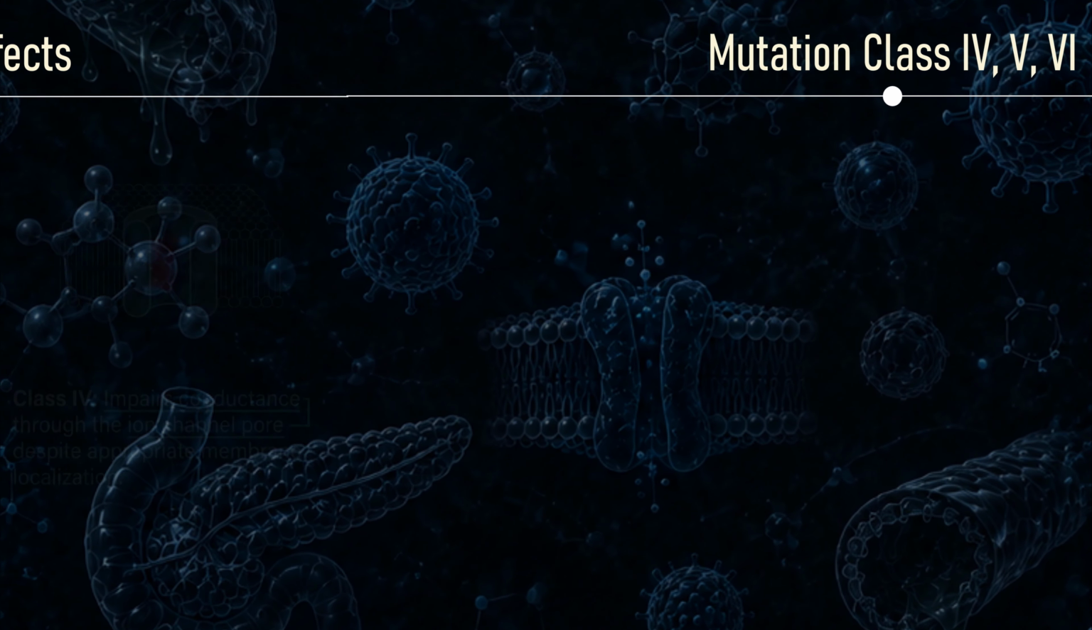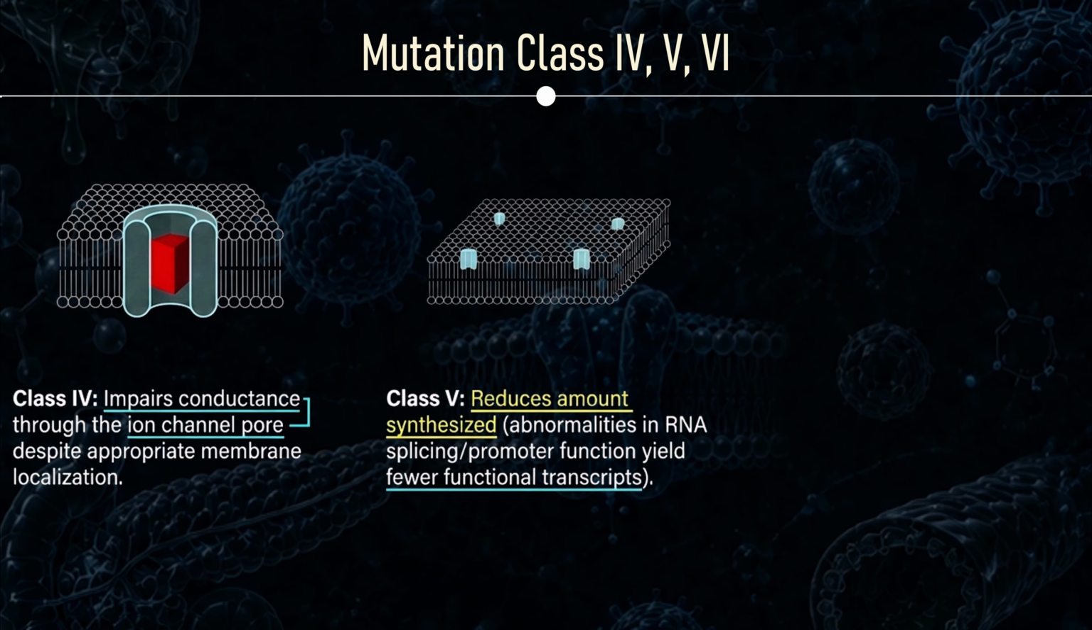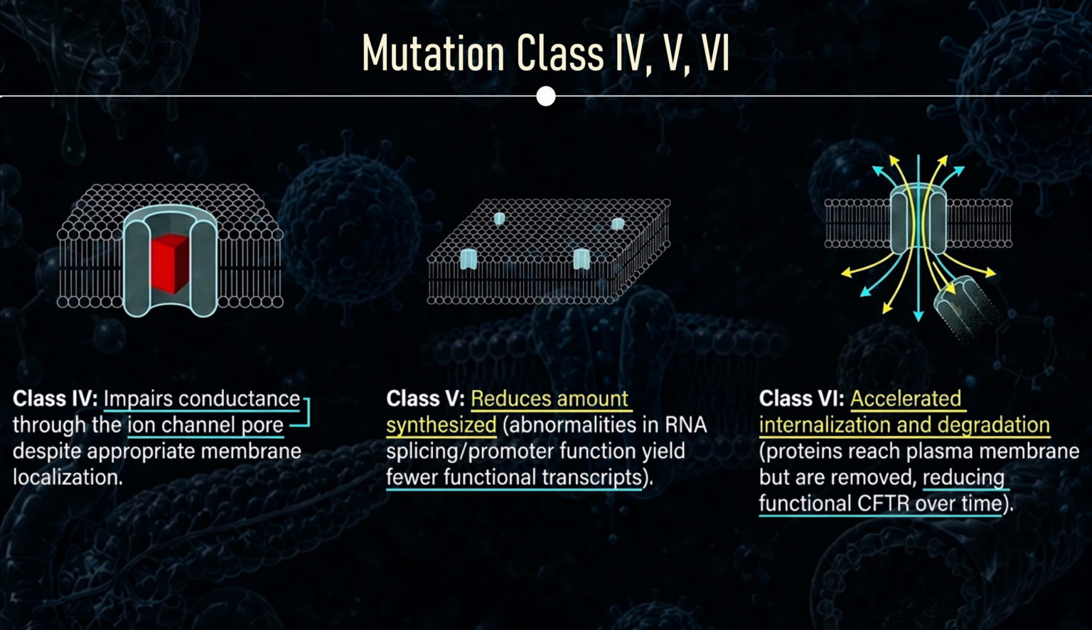The remaining mutation classes involve other functional abnormalities. Class 4 mutations impair conductance through the ion channel pore despite appropriate membrane localization. Class 5 mutations reduce the amount of CFTR protein synthesized, usually because of abnormalities affecting RNA splicing or promoter function, resulting in fewer functional transcripts. Class 6 mutations produce proteins that initially reach the plasma membrane, but undergo accelerated internalization and degradation, reducing the amount of functional CFTR available on the cell surface over time.